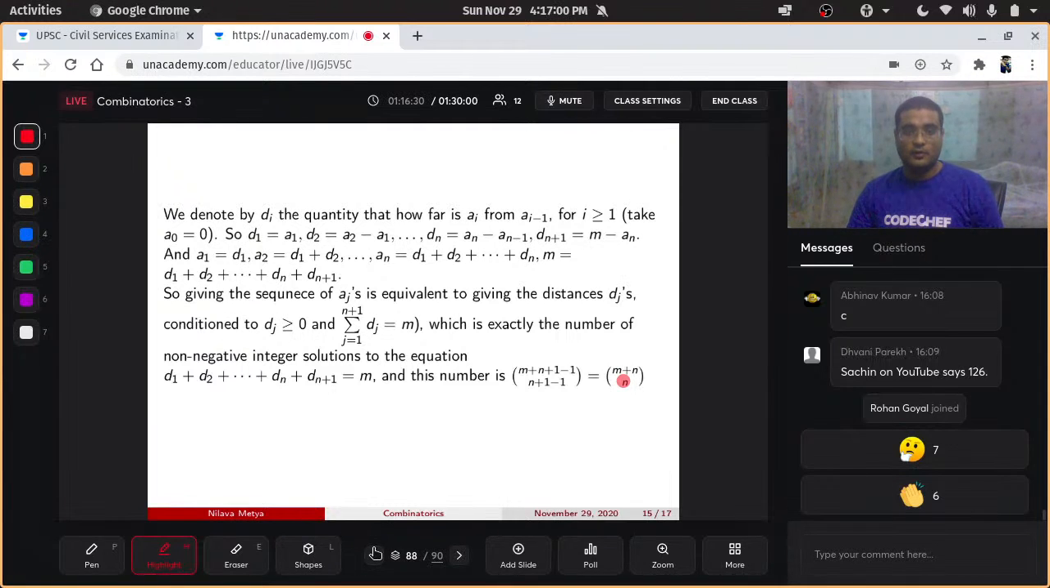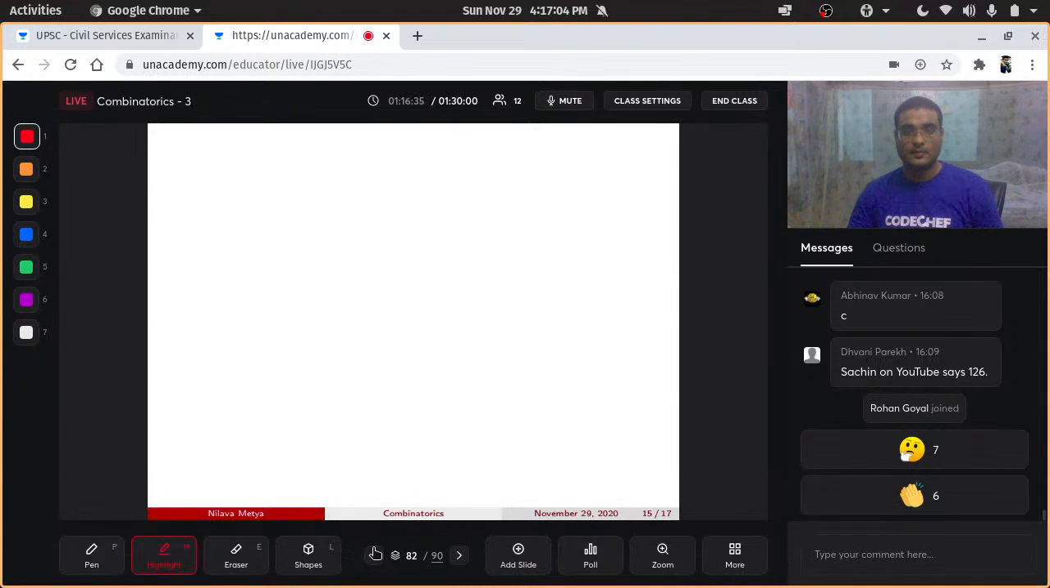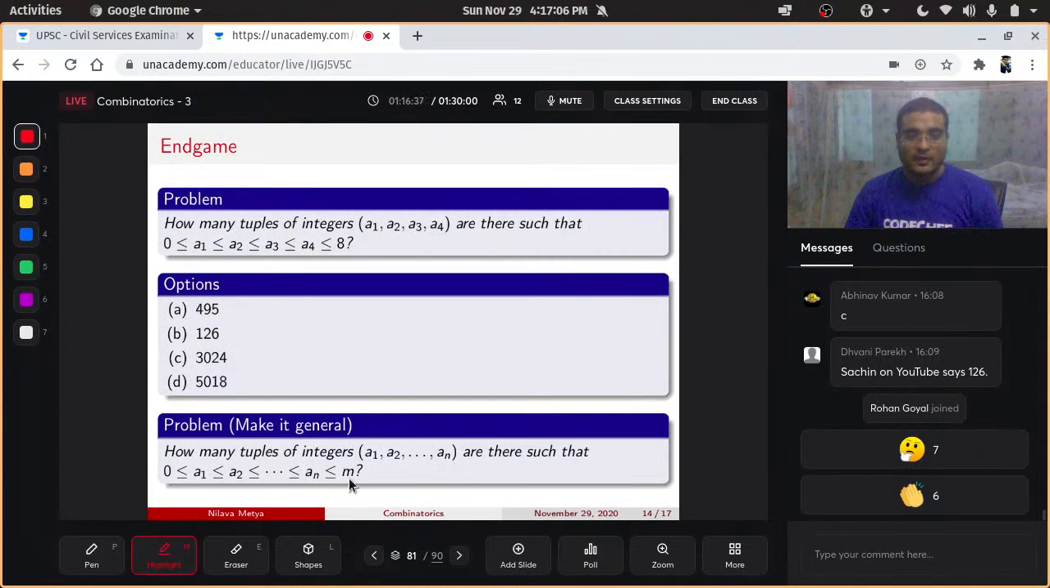What was my m plus n, choose n? Let's go back to the problem again. So m is this, n is this. In my previous problem, m was 8 and n was 4. So 12 choose 4 was the answer, which comes out to be 495.